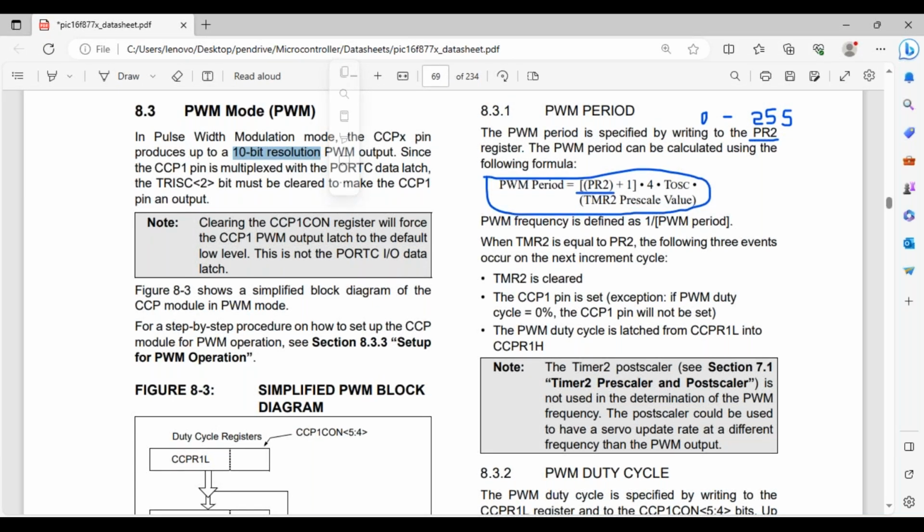Now, how much is the bitness of our microcontroller? Yes, the bitness of our microcontroller is 8. That means the maximum size of the register is 8 bits.